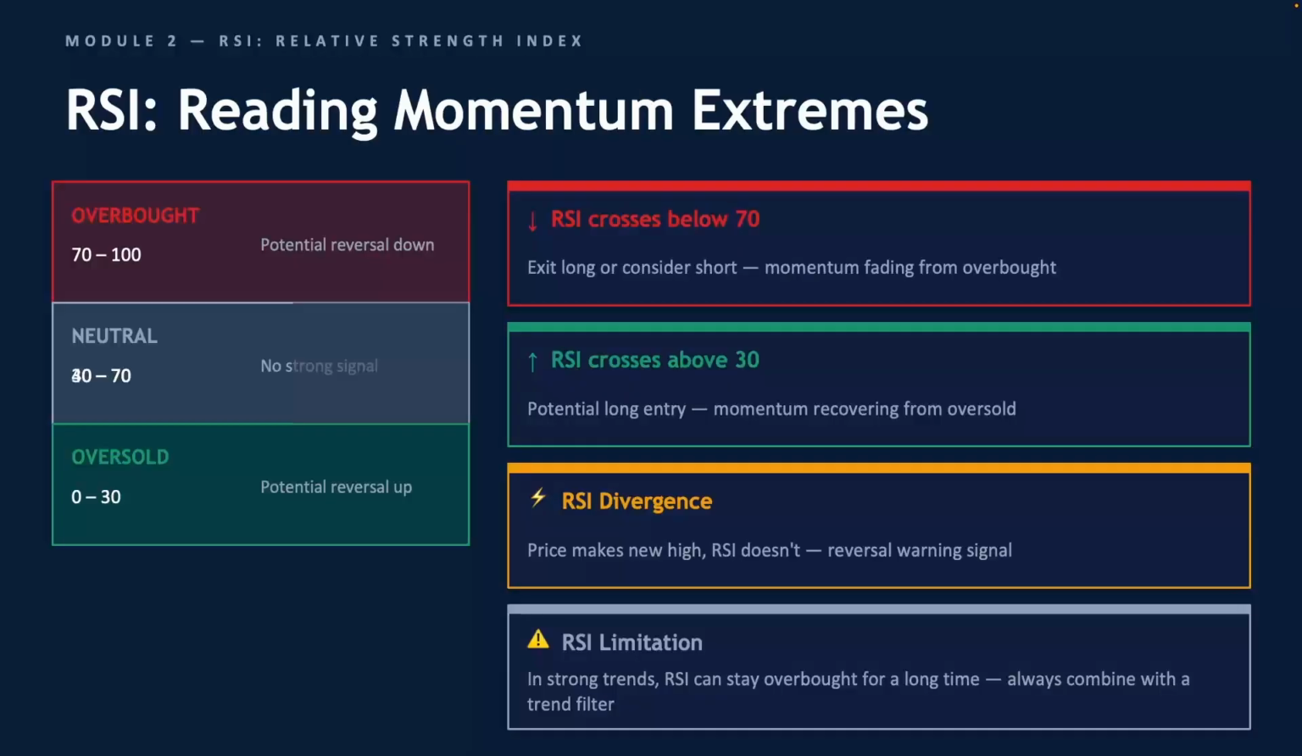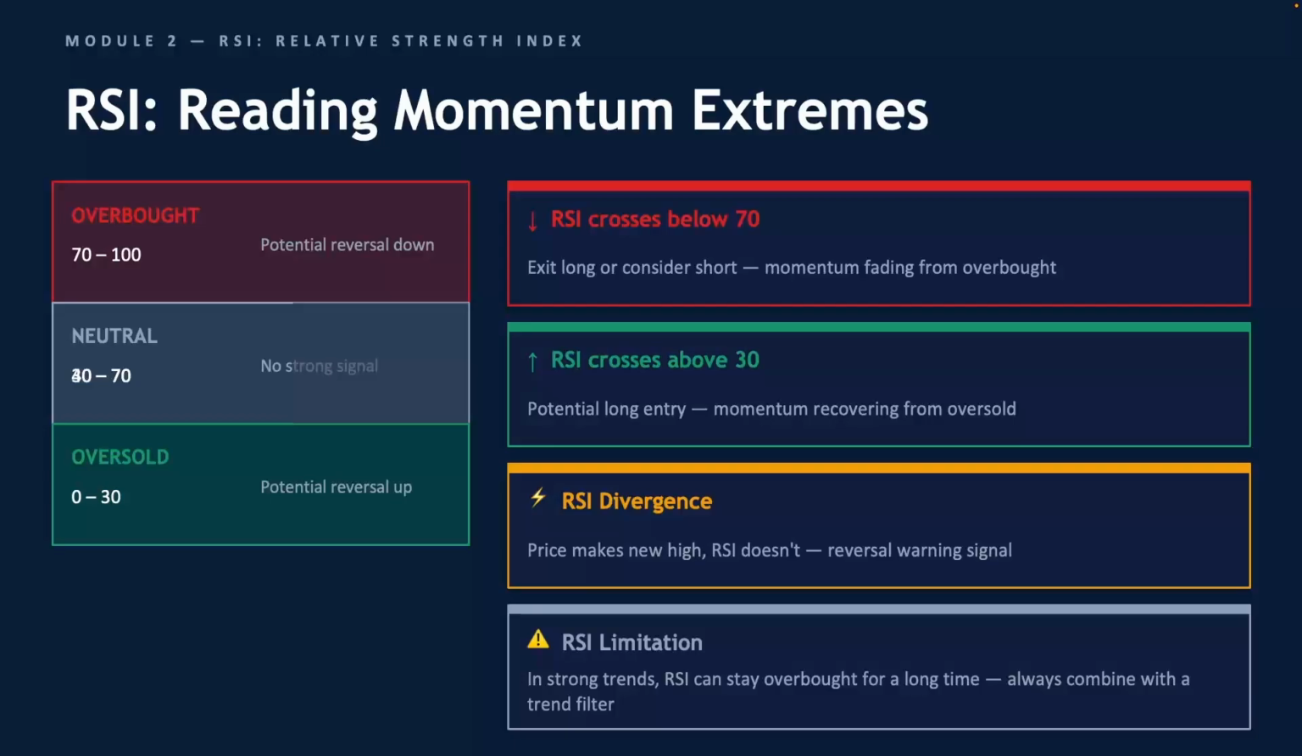The next is RSI, the relative strength index. RSI is a momentum indicator that measures how fast and how much price has been moving. It produces a value between 0 and 100. When RSI is above 70, the asset is considered overbought, and when it is below 30, it is oversold.